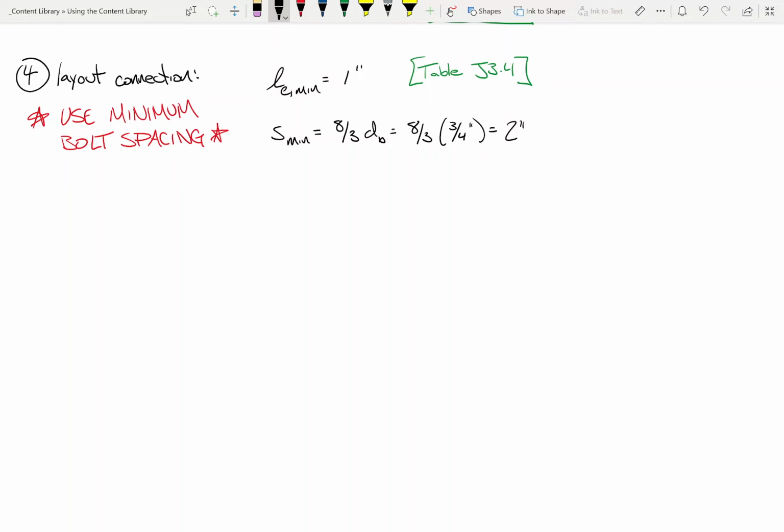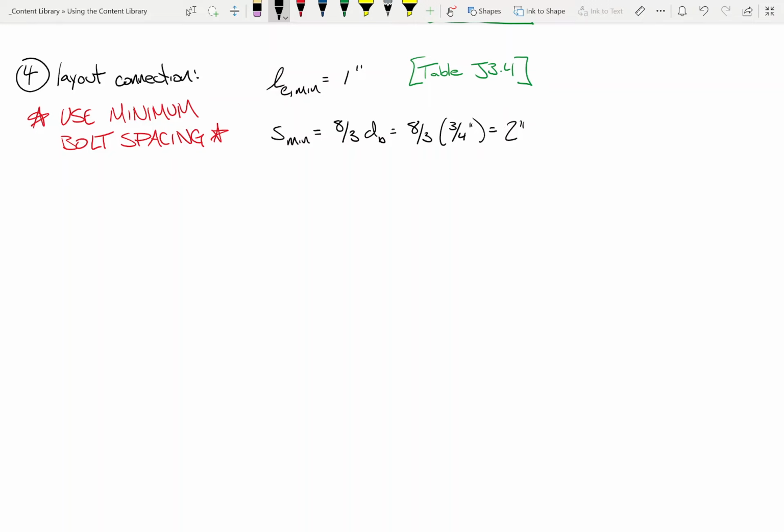Okay, corrosion and facilitating construction, right? Like if the bolts get too close together, we can't wrap a wrench around them. If they get too close to the edge of the plate, you start having fab issues and corrosion, right? So it has nothing to do with strength, okay?